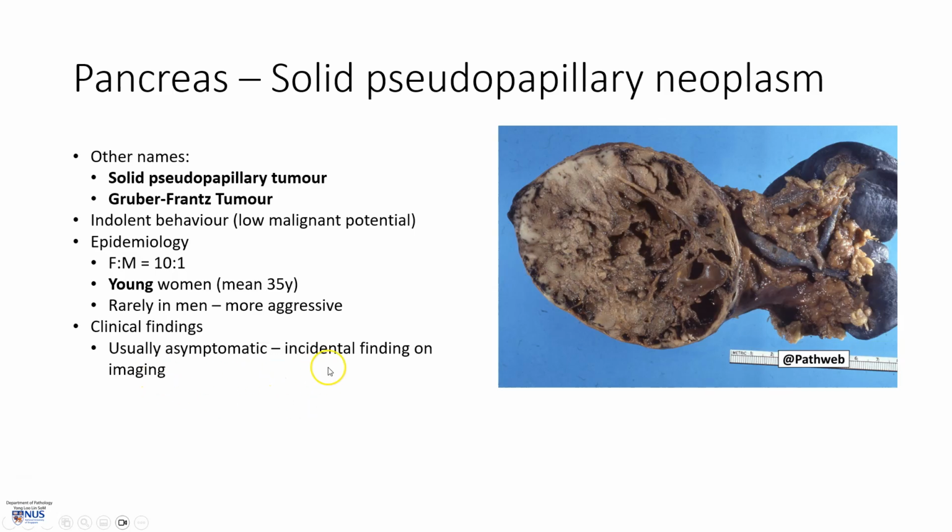Clinically, these tumors are often asymptomatic, so they are often picked up incidentally on abdominal imaging. And you can see in this picture, this is the very well circumscribed tumor, and here is actually the spleen, so this is in the tail of the pancreas, and there are these very loose cystic areas.